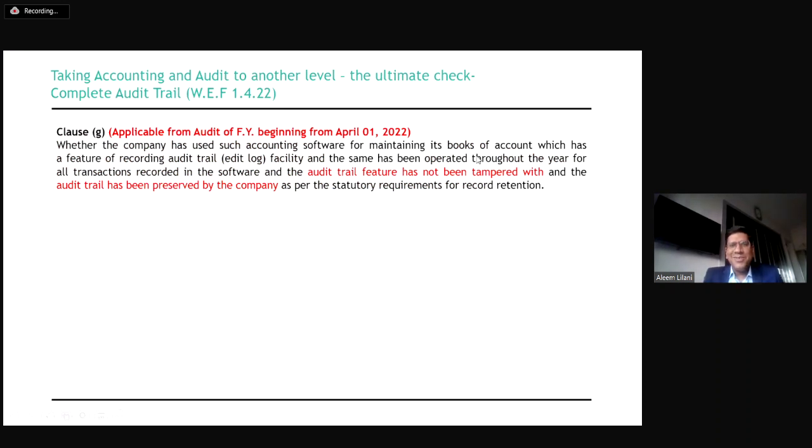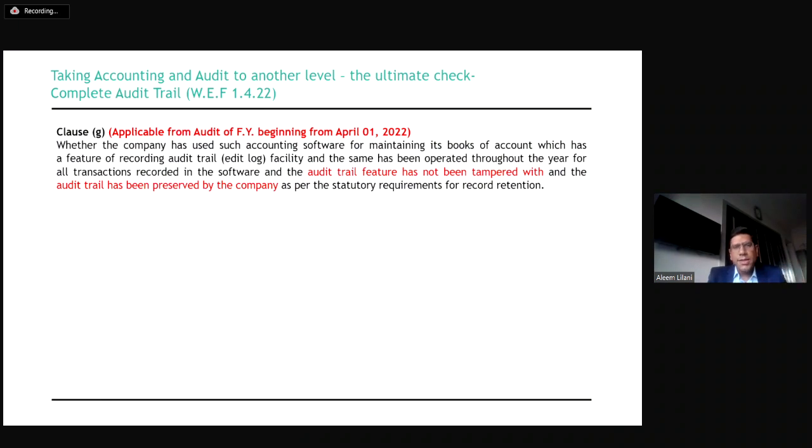A brief touch on the new clause coming in next year. This is the ultimate check, where we are required now for periods beginning 1st April 2022. This clause has been postponed for some time now because of the technical challenges in achieving this across India. The clause states, the clause that will be coming out is whether the company has used accounting software for maintaining the books of accounts, and whether that software has a complete audit trail, and the audit trail feature is not tampered with and has been preserved by the company as per statute requirements for record retention. So this is something that totally deals with the software.